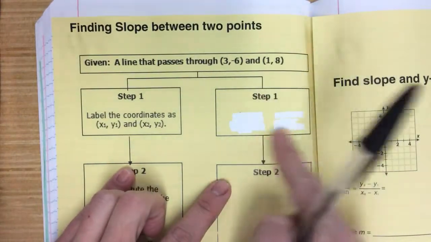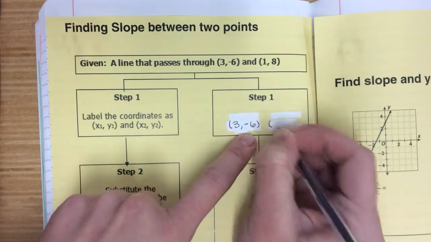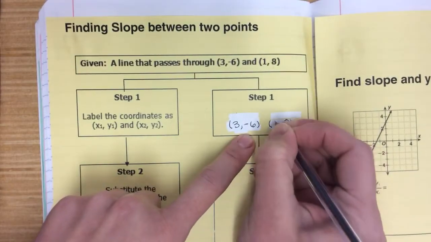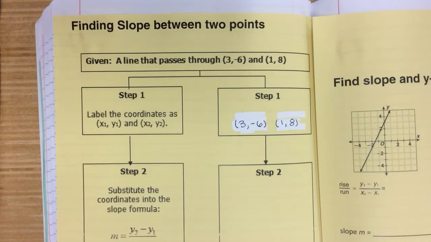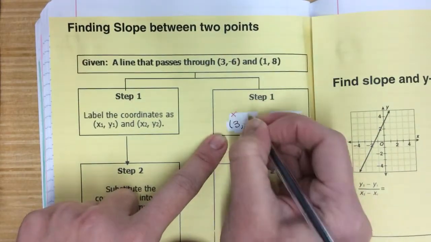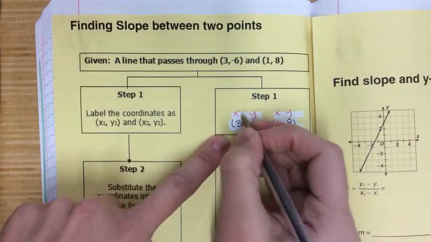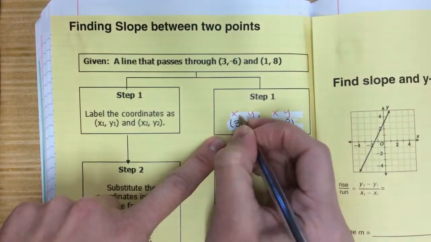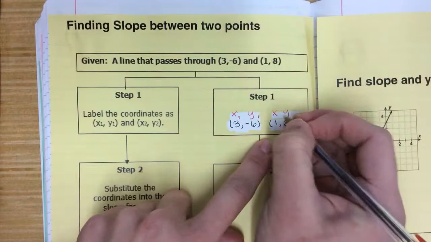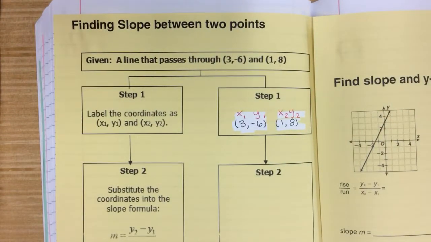So let's go ahead and write our points down here. 3, -6, 1, 8. Okay, and you need to go ahead and label them. So again, our points are x and y, x and y. Since this is the first point, it's x1, y1. Since this is the second point, x2, y2. So all you're doing is labeling it so that you know where to plug it in once we get into the formula, okay?